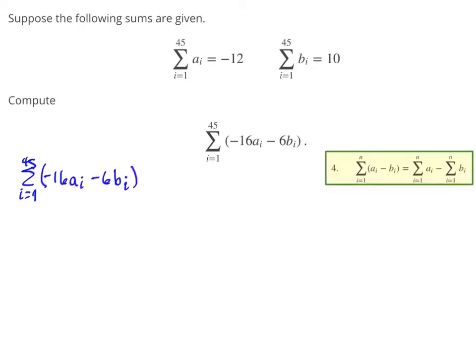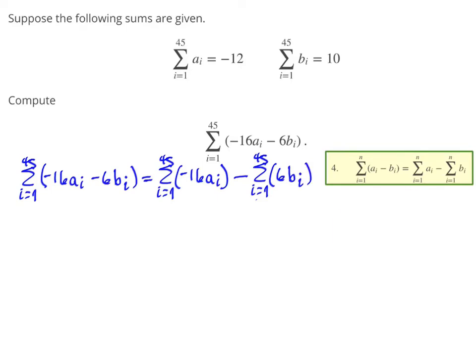So first we can use that fourth property that we just looked at. It says the sum of a bunch of differences can be written as the difference of two sums. So let's apply that to this sum of differences that we have. We can rewrite it as the sum, i goes from 1 to 45, of negative 16 a sub i minus the sum, as i goes from 1 to 45, of 6 b sub i.